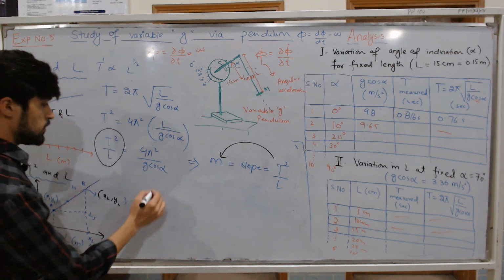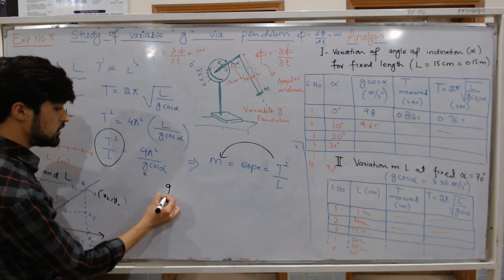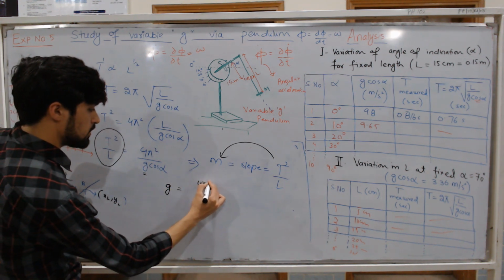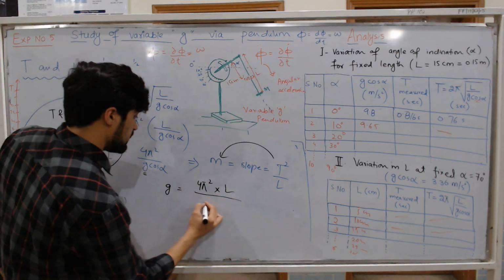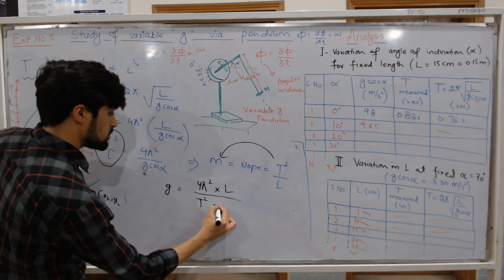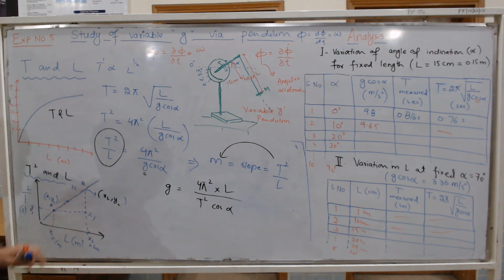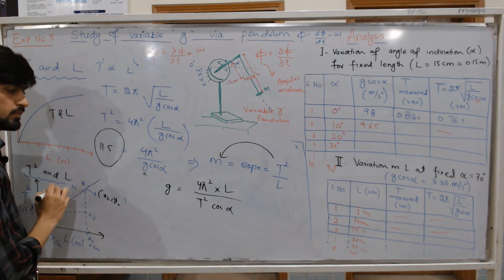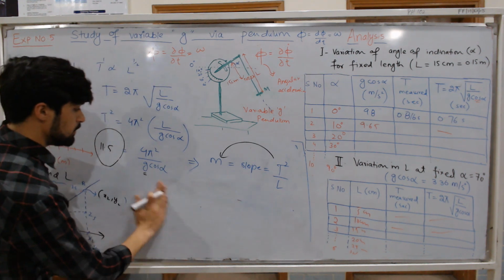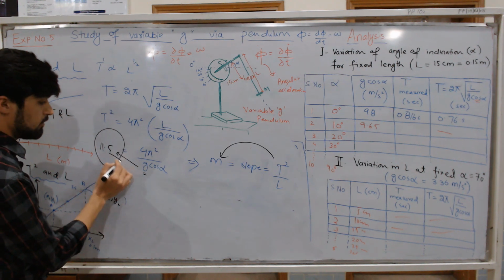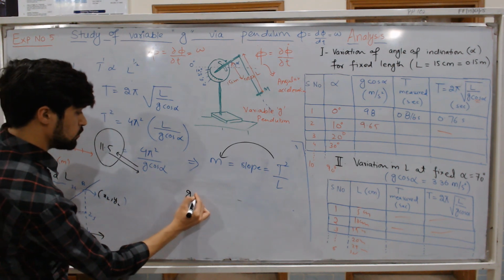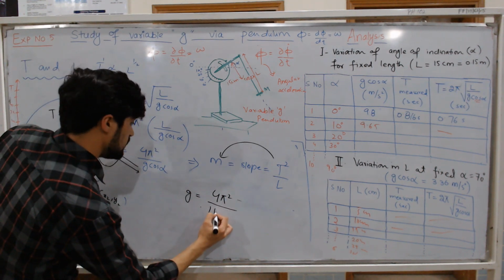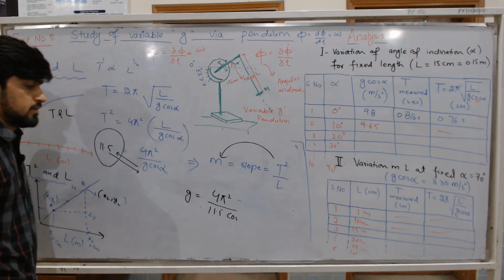So if this is the slope, you will have to find the value of G. G will be equal to 4 pi square into L divided by T square cos of alpha. Or simply, if you have calculated this value, let's say it is 11.5, then shift G there and put 11.5 here. So G is equal to 4 pi square divided by 11.5 cos of alpha.